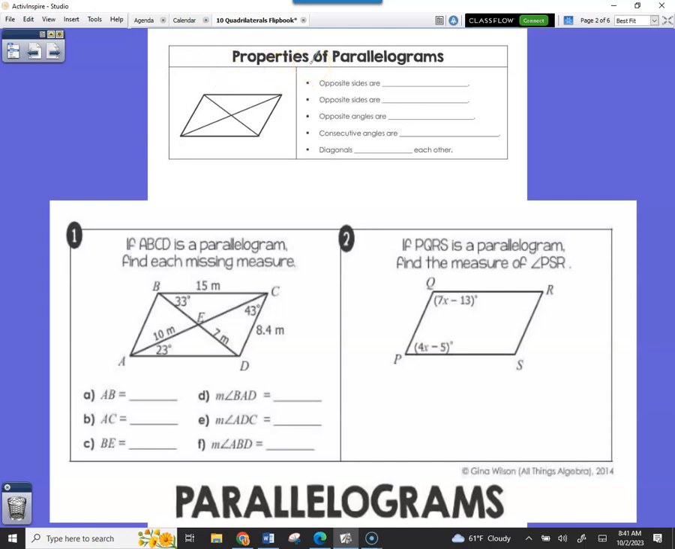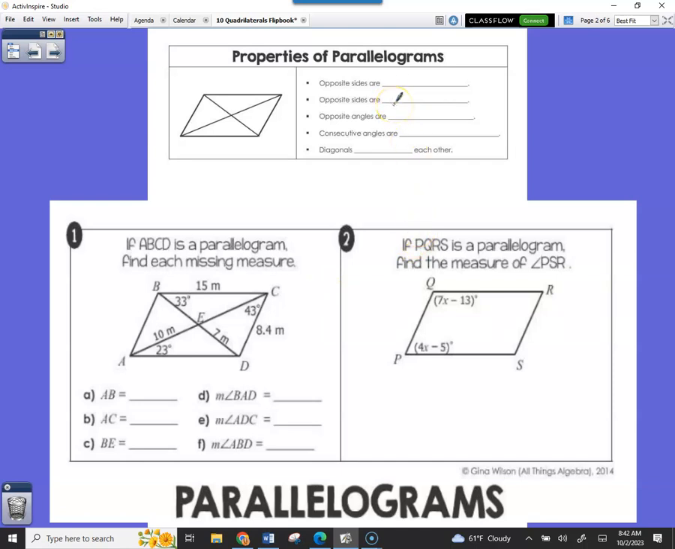Notice how your flip book is organized. The flap that you fold up is the new shape, and it'll show you the properties. And then the part that is laying flat on your desk that does not fold is where there's example problems, okay? So that's how the flip book is organized. So we're going to fill in the properties up here at the top, and then we're going to do the example problems, and then we have a practice worksheet.